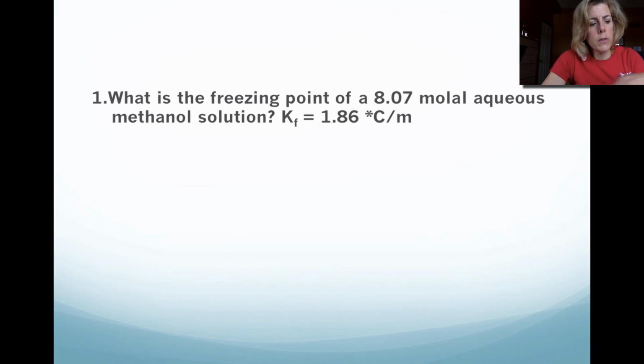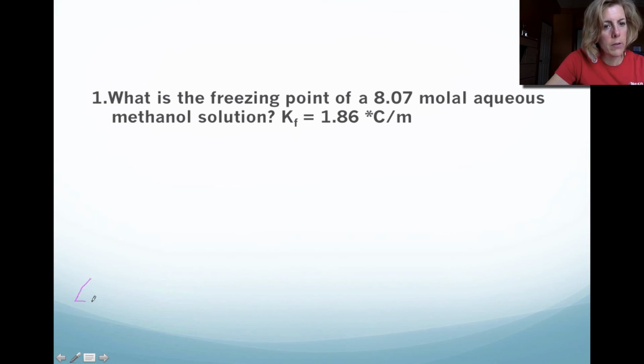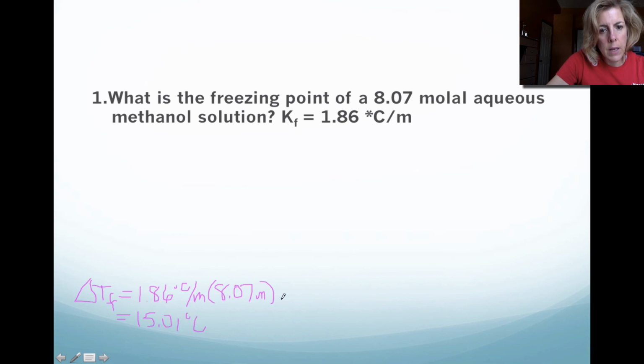Okay, so the question is, what is the freezing point of a 8.07 molal solution? And I'm going to use the following equation here. So I have a delta Tf, not Tb, because I'm looking at freezing point. And they tell me that I have a constant of 1.86, and that's Celsius per molal, times the molal, which is 8.07. So when I multiply those two numbers together, I get 15.01 Celsius.